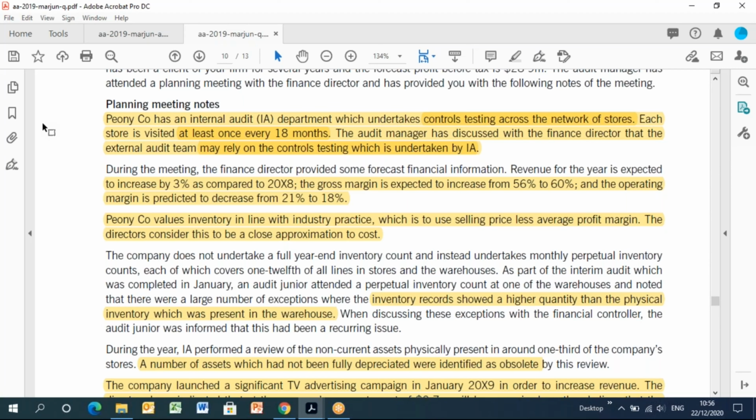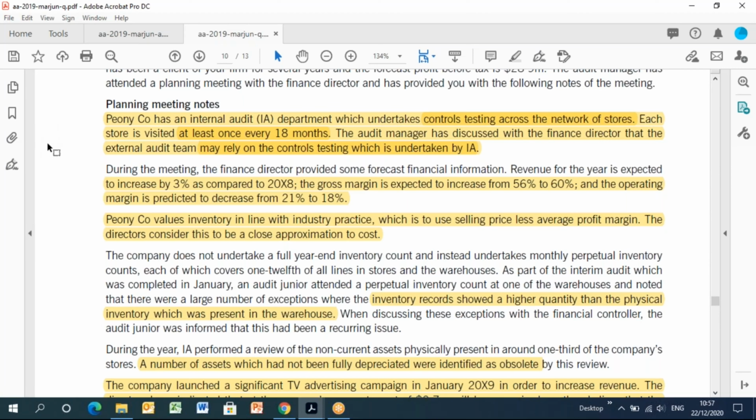And as an auditor response, you should say that before reliance is placed on the internal controls, the external audit team should get a breakdown of exactly what the internal audit are doing when testing the controls over the network of stores, and whether or not this is what the external auditor is looking for. Otherwise, they will not be able to rely on their testing. Also, if the internal audit department has no qualified accountants, then it might be that they're not experienced enough to undertake such substantive procedures. This is the first audit risk you've identified.